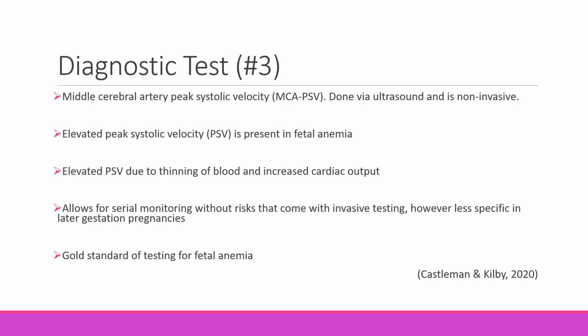A third diagnostic test is middle cerebral artery peak systolic velocity. This is done via ultrasound and is non-invasive. Elevated peak systolic velocity is present in fetal anemia, and this is due to the thinning of the blood and increased cardiac output, as we discussed previously. This diagnostic test allows for serial monitoring without the risks that come with invasive testing. However, it's less specific in later gestational pregnancies. This test is considered the gold standard of testing for fetal anemia.